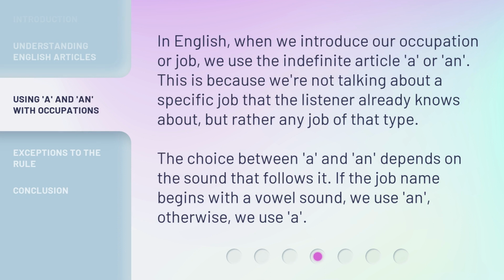In English, when we introduce our occupation or job, we use the indefinite article, a or an. This is because we're not talking about a specific job that the listener already knows about, but rather any job of that type. The choice between a and an depends on the sound that follows it. If the job name begins with a vowel sound, we use an, otherwise, we use a.